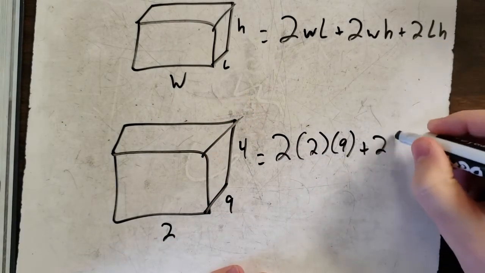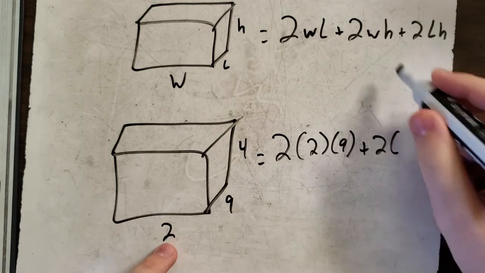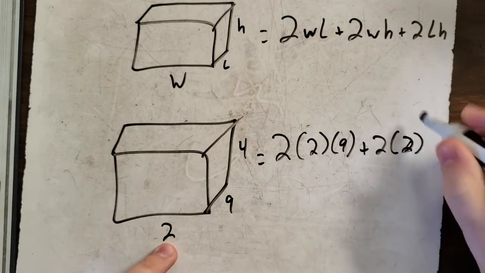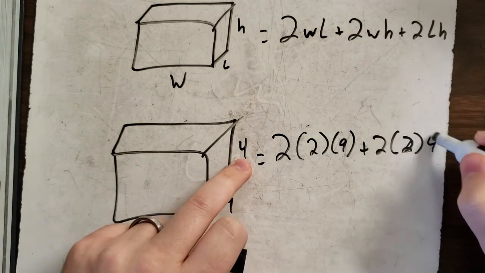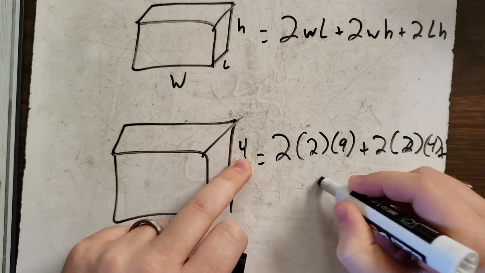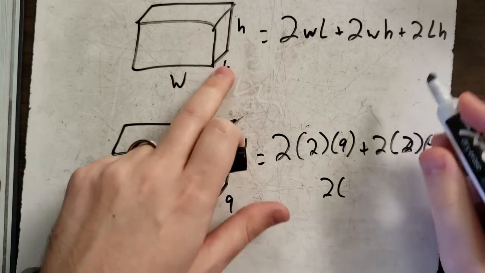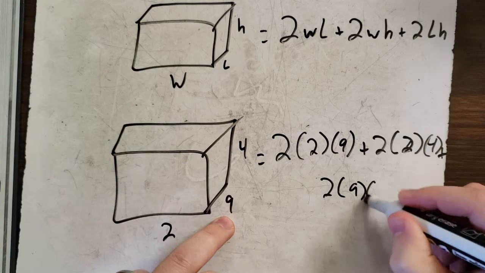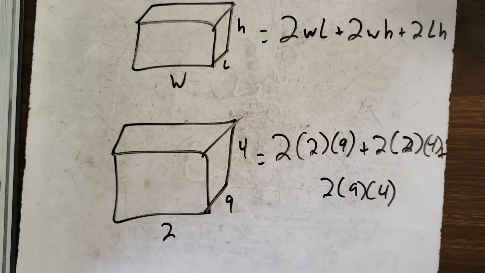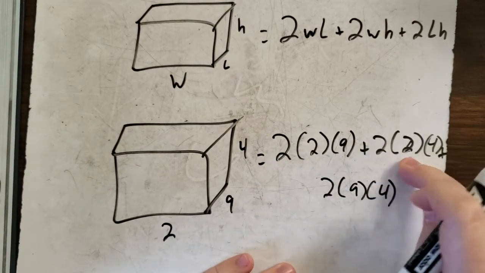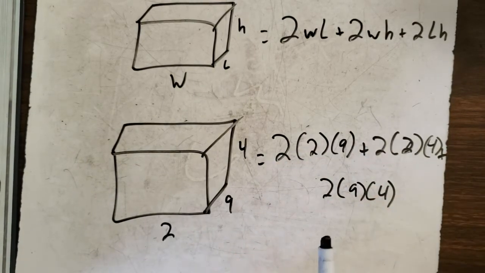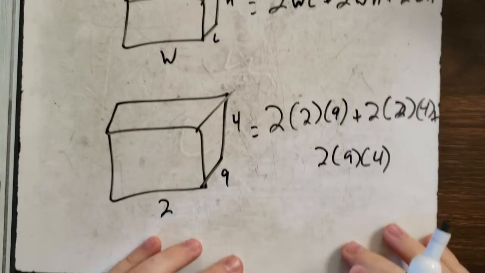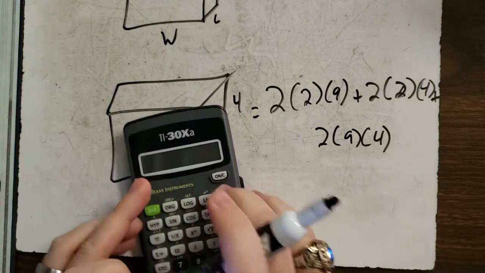Plus 2 times the width, which we said again is 2, times the height, which is 4, plus 2 times length and height. So the length is 9, and the height is 4, okay? And now we're just multiplying and adding. So multiply the three things first. Multiply these 3, then these 3, then these 3, then add them up, okay? So stick with the order of operations. Remember, multiplication before addition.